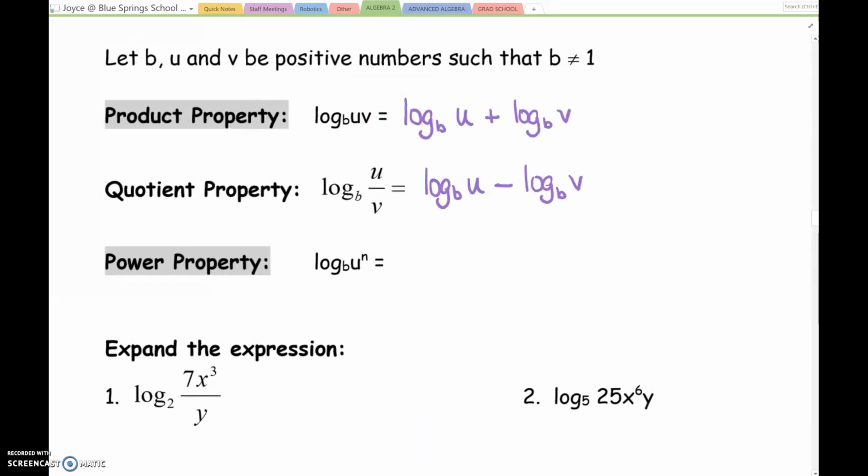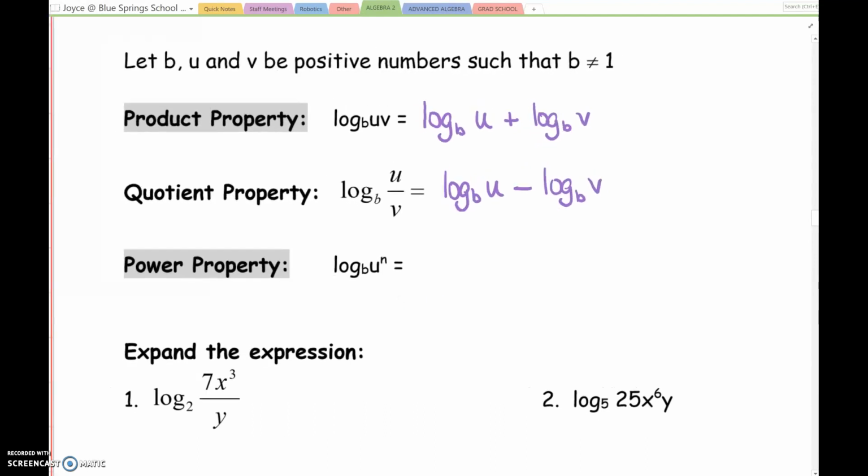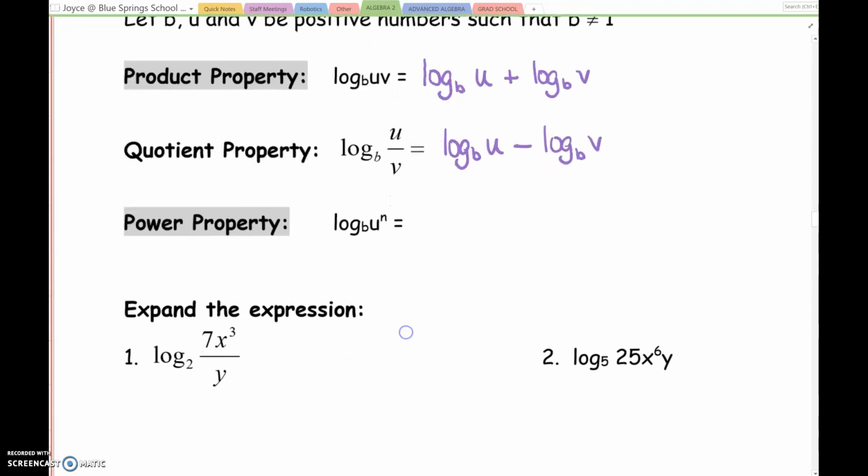This last property is my favorite. Inside this log, it says u to the n. There's an exponent on the u. That exponent is going to move in front, and this will become n times the log base b of u. So exponents don't stay inside logarithms. Exponents move in front. This is what makes logarithms so powerful, because if we have an x stuck in an exponent, we can take the log of both sides, that exponent comes out of the exponent and becomes a coefficient, and then we can solve.